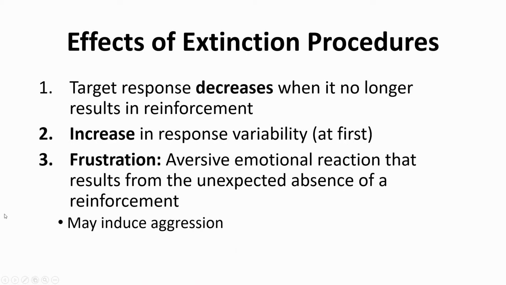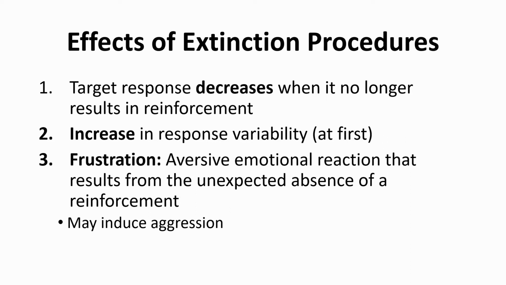We do have a third effect that we might see, and this is the idea of frustration. This is an aversive emotional reaction that results from the unexpected absence of a reinforcer. So this might induce aggression. In a very anthropomorphic view, a rat expected to get food, and when they don't get food, they get mad about it, and they might lash out. So we can see frustration in terms of aggressive responses, and these responses can be fairly intense.